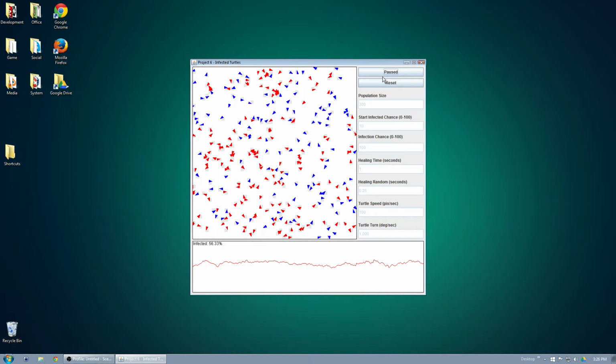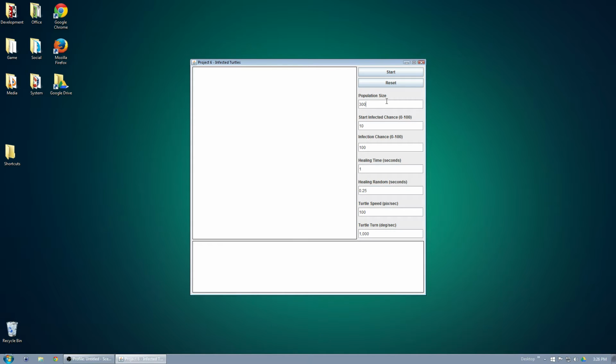Although we did not need to do this, I added configuration options to make the simulation more interesting. For example, we could change the population size, the chance of a turtle starting as being infected, which is probability, like this is 1%. The infection chance is the likeliness of the disease spreading on a single frame of animation to having it being contracted from one of the turtles that's in the same grid cell.